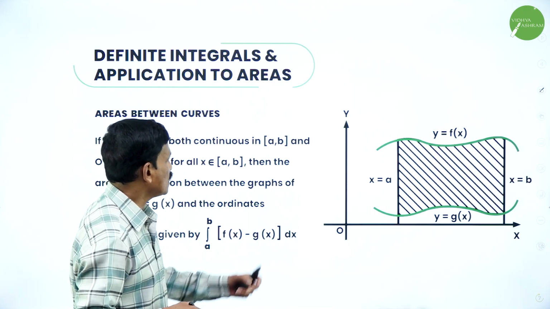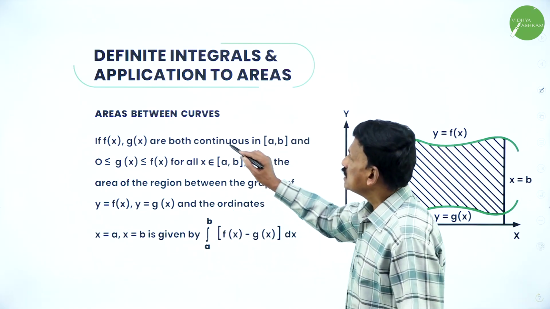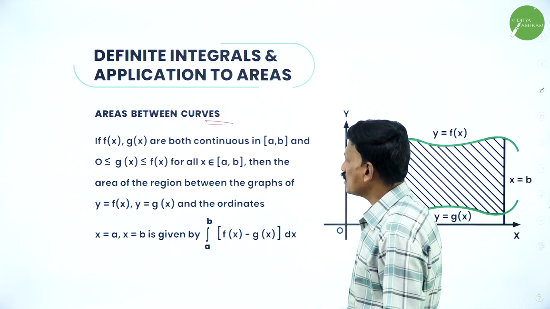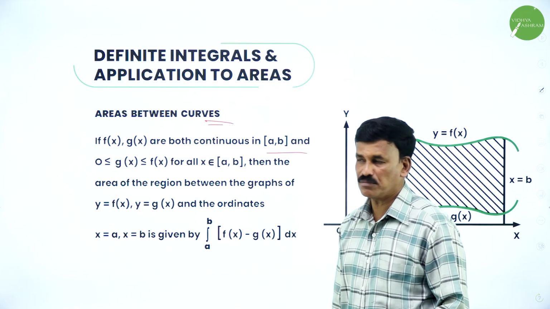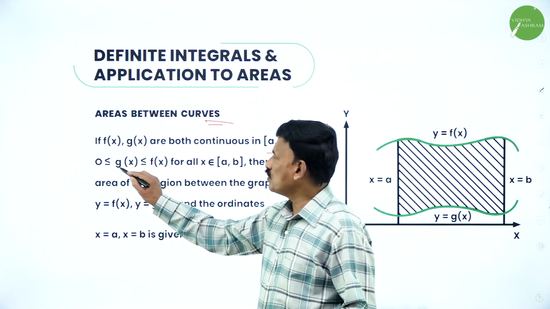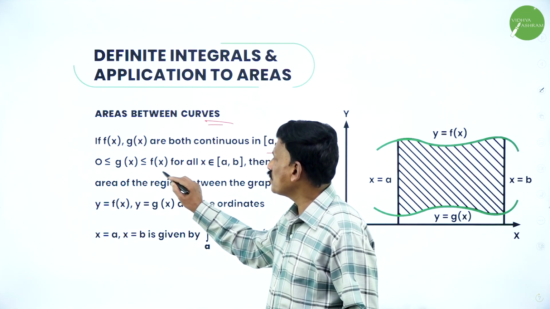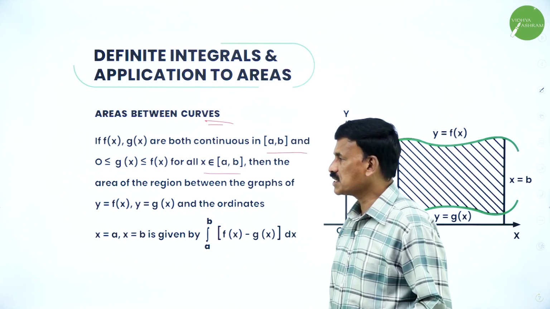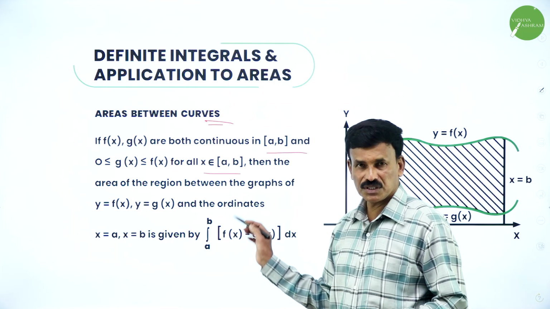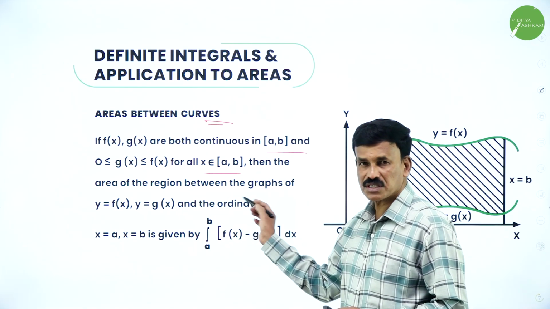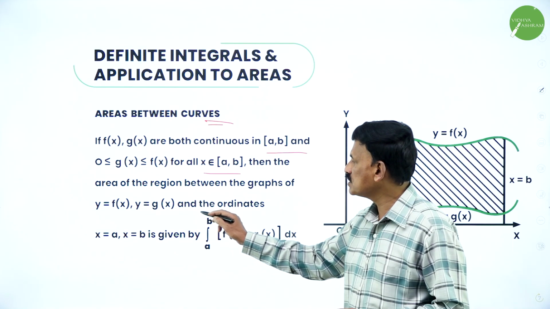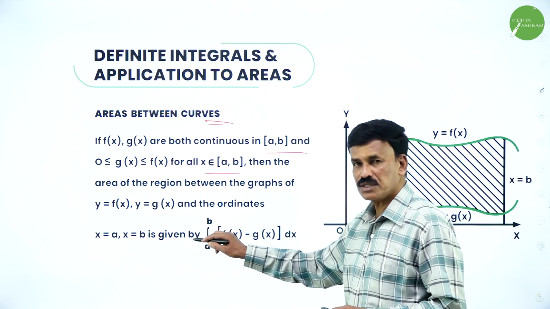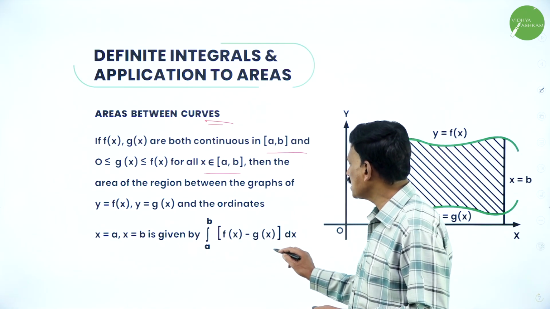Now, similarly, consider the area between two curves. Suppose f of x and g of x are both continuous in the closed interval a comma b and 0 is less than or equal to g of x, which is less than or equal to f of x. That means g of x lies between 0 and f of x for all x belonging to the closed interval a comma b. Then the area of the region between the graphs y is equal to f of x and y is equal to g of x, and the ordinates x is equal to a and x is equal to b, is given by integral a to b f of x minus g of x dx.